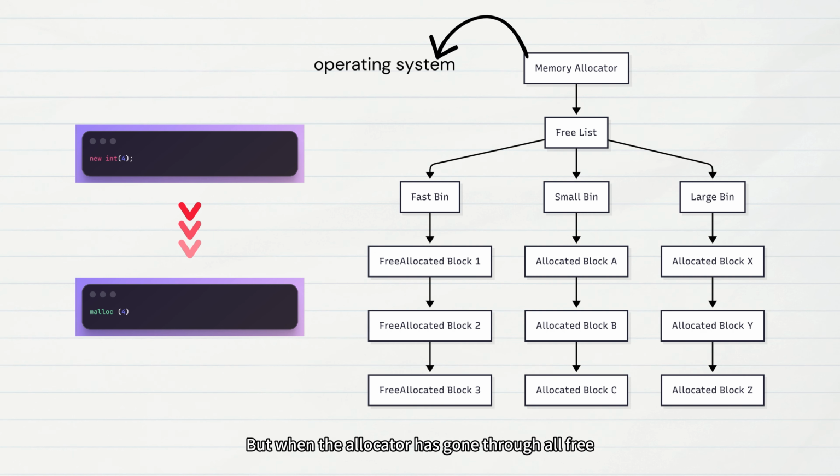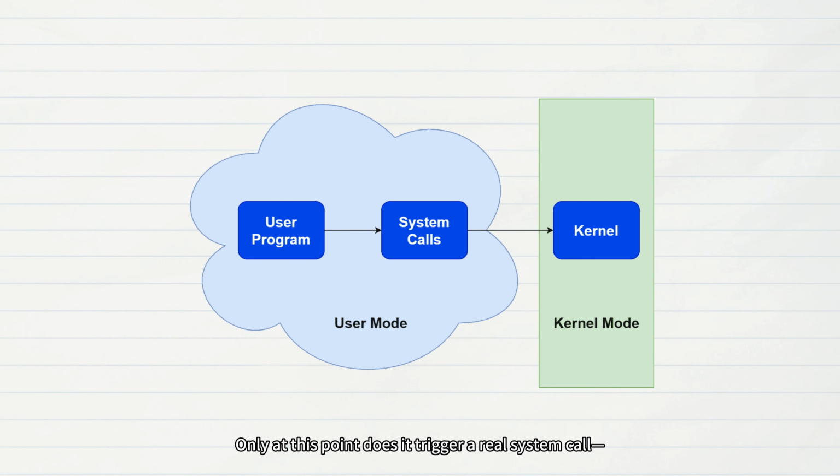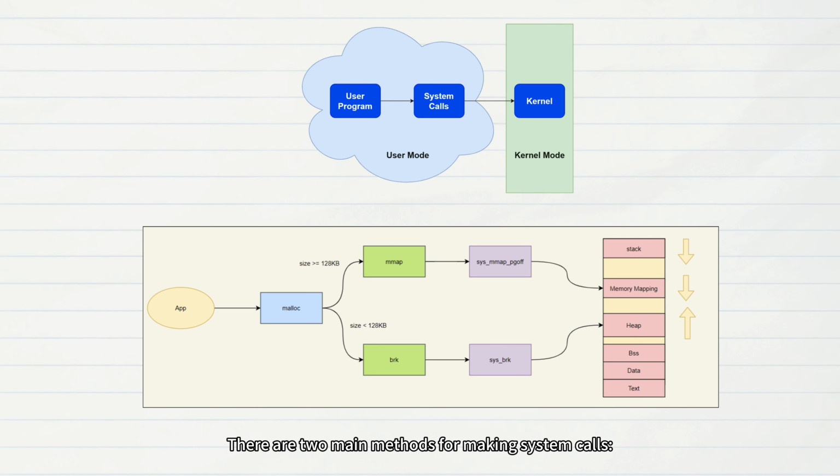But when the allocator has gone through all free lists and bins and finds no available memory left, it finally turns to the operating system for help, requesting more memory space. Only at this point does it trigger a real system call, the most expensive part of memory allocation. There are two main methods for making system calls. The first is brk or sbrk, which simply moves the program's heap pointer upward to expand the heap space. This method is mainly used for small memory allocations, like a few bytes to tens of kilobytes. The second is mmap, which maps a new anonymous virtual memory region that does not share space with the heap. This is mainly used for large allocations.